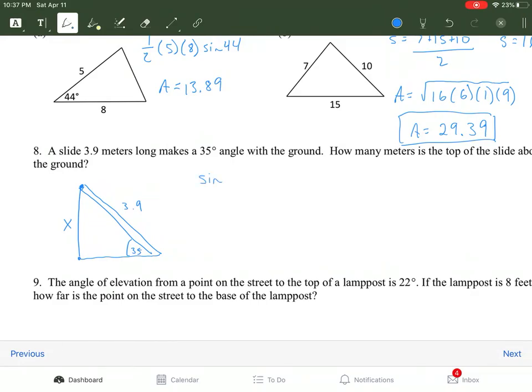So that's the opposite and the hypotenuse, so we use the sine of 35 is equal to the opposite over the hypotenuse. Multiply both sides by 3.9, and the top of the slide is 2.24 meters above the ground.